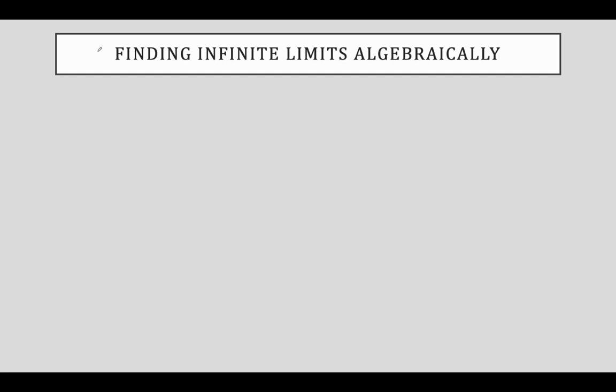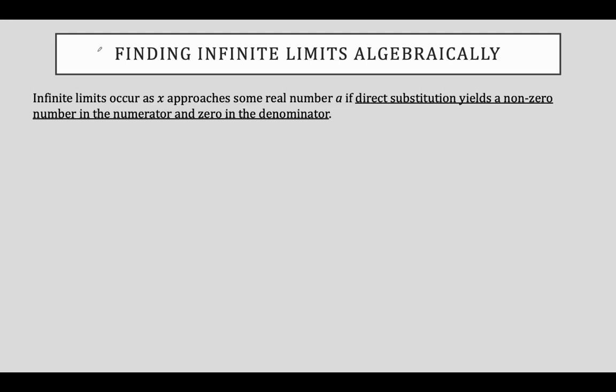In the last video, we talked about identifying infinite limits based off of a graph. And we saw that whenever a function was increasing or decreasing without bound, the limit as x approached a was equal to either positive or negative infinity. That was our definition of an infinite limit, and that often correlated to having a vertical asymptote as well. In this video, we talk about finding infinite limits algebraically.